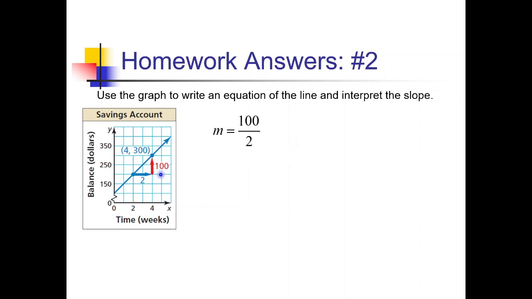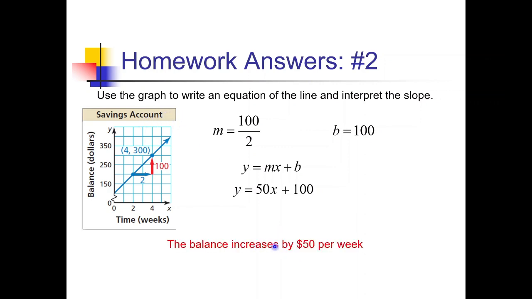Now for the y-intercept, the b value, our grid lines here are going by 50s. So if I'm 50 down from 150, that looks like 100 right there. So that's my b value, 100. Using y equals mx plus b, I can write y equals 50x plus 100. Now to interpret the slope, this 50, the y units are dollars, the x units are weeks. So this is $100 for 2 weeks, or $50 for 1 week.